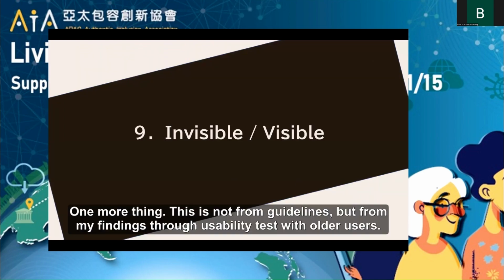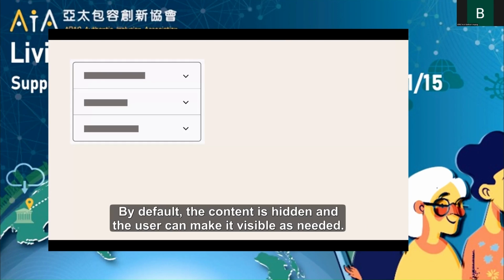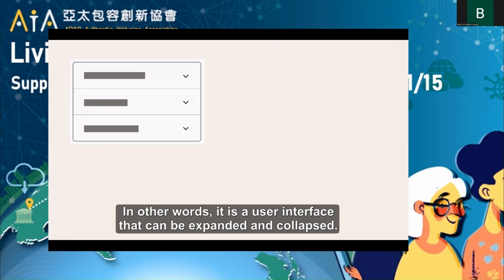One more thing. This is not from guidelines, but from my findings through usability tests with older users. There is a user interface called an accordion. By default, the content is hidden and the user can make it visible as needed. In other words, it is a user interface that can be expanded and collapsed.